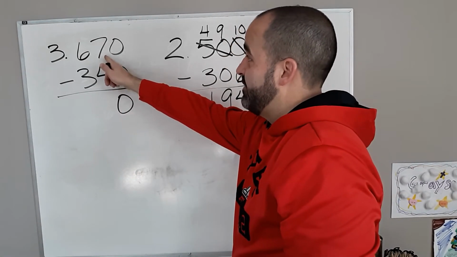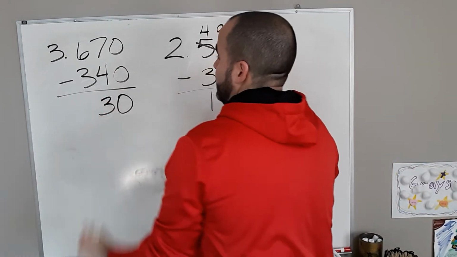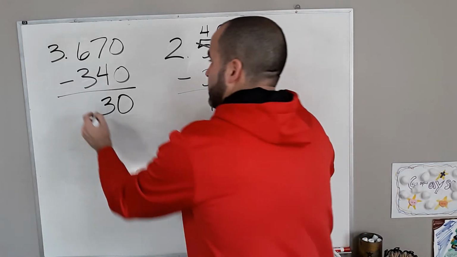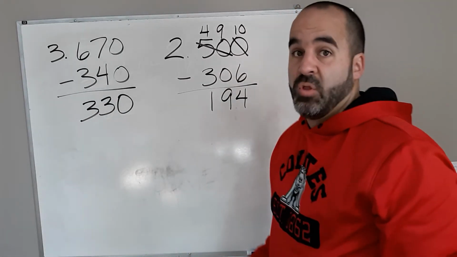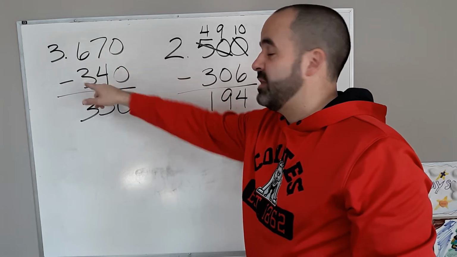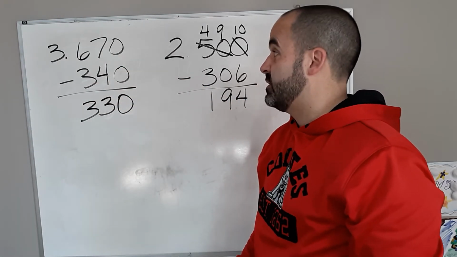Then 7 is greater than 4, so 7 minus 4 equals 3. 6 minus 3 also is 3. So do we need to borrow at all on that one? Nope, because every number on the top was either equal to or greater than the number on the bottom. So no borrowing required. 330 is our answer.